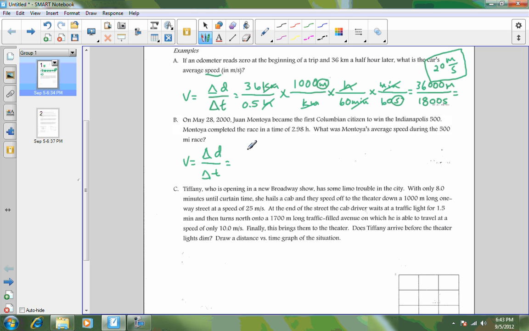For this race, the total distance was 500 miles. And the total time was 2.98 hours. This one is simple. We just divide. And remember, when you're putting this into the calculator, put the top number into the calculator first, divided by the bottom number. And what you should get is 168 miles per hour.